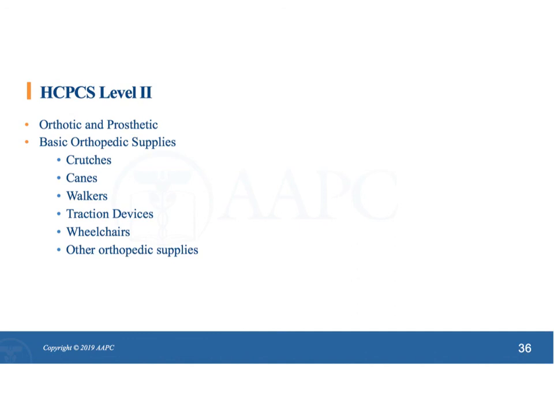The HCPCS Level 2 codes are for orthotic and prosthetic procedures and supplies. There are many HCPCS Level 2 codes used for musculoskeletal and orthopedic services. These include crutches, walkers, canes, traction devices, wheelchairs, and other orthopedic supplies. These supplies are called Durable Medical Equipment, or DME.